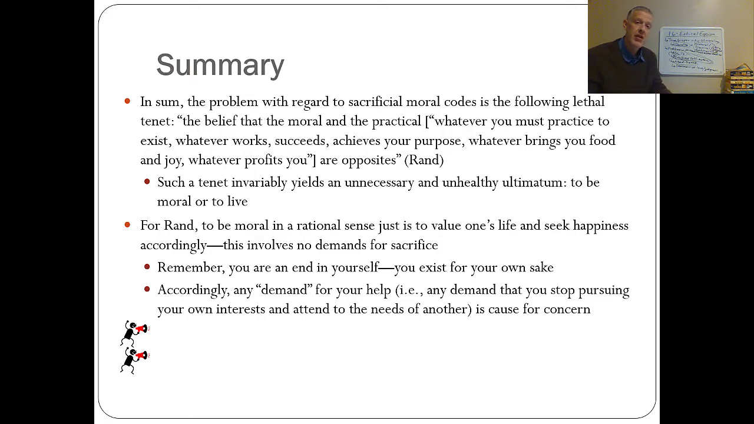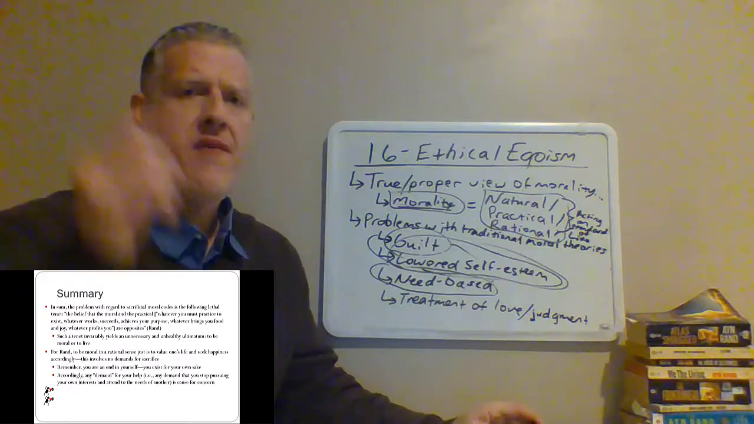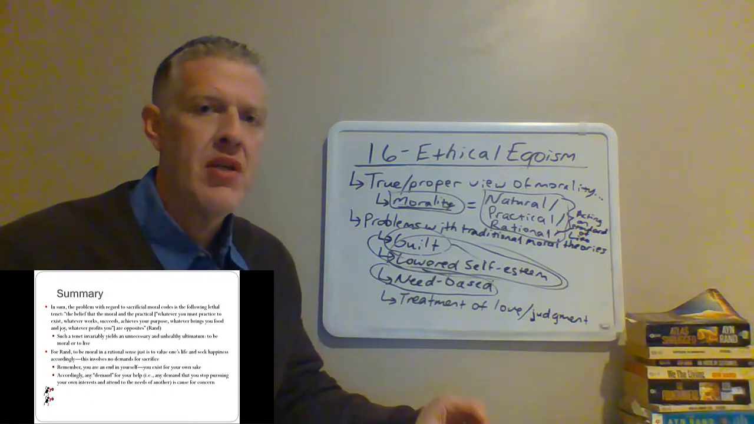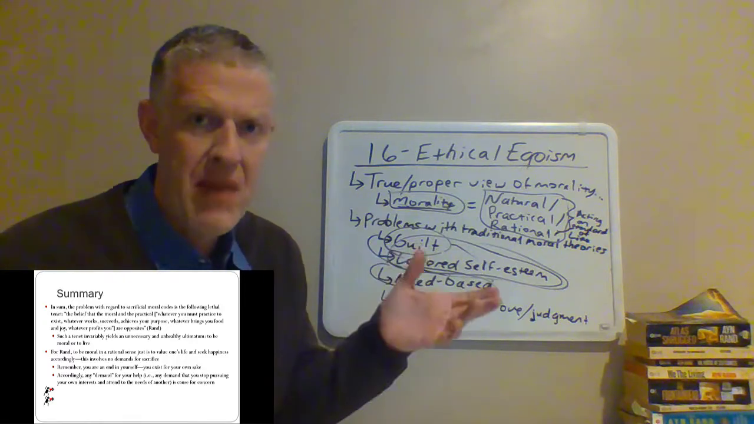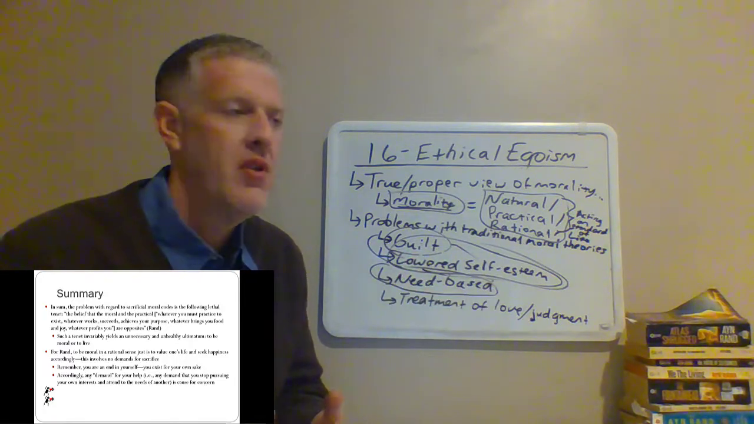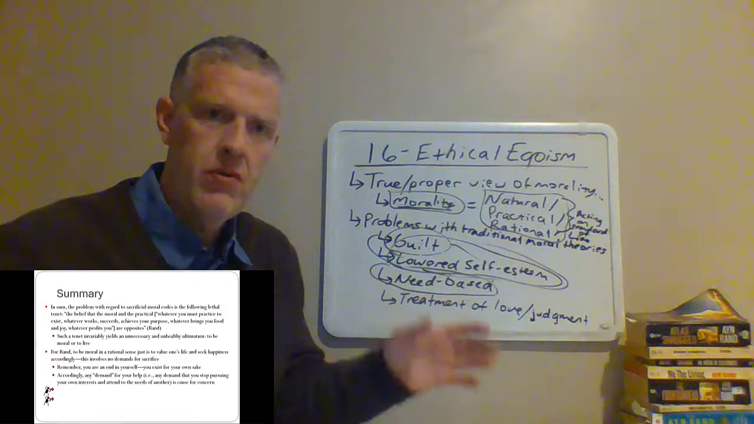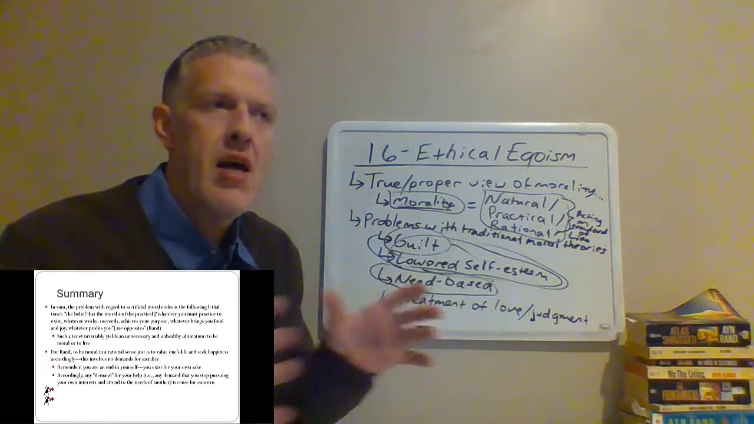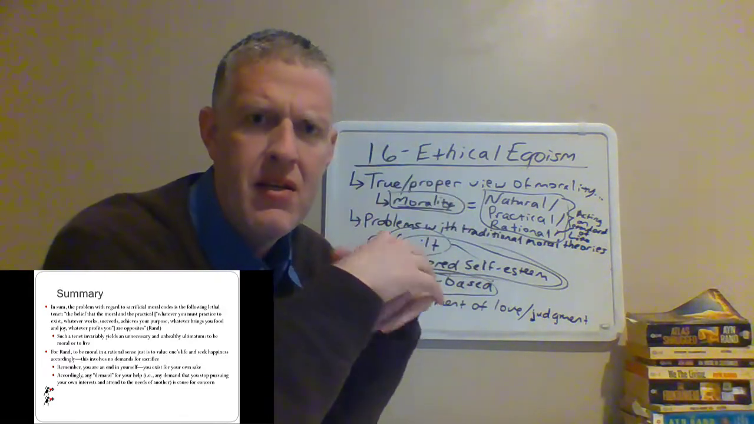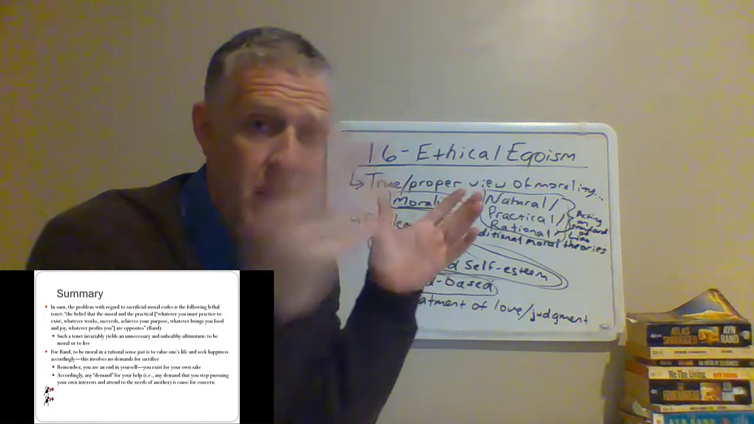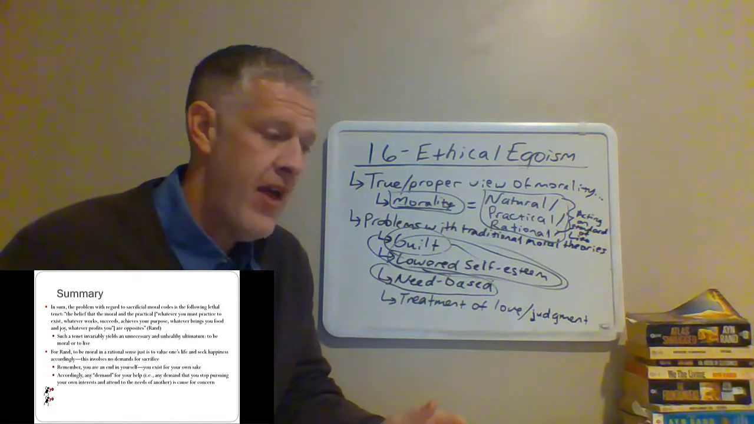So you should be leery, the upshot of all this, of any demand for your help. We have an obligation, Kant says, to help others in need. That's kind of a demand for our time and resources. No, she says, no. Nobody has the right to demand any of your time or resources, or they shouldn't anyway. And you should find that very problematic.